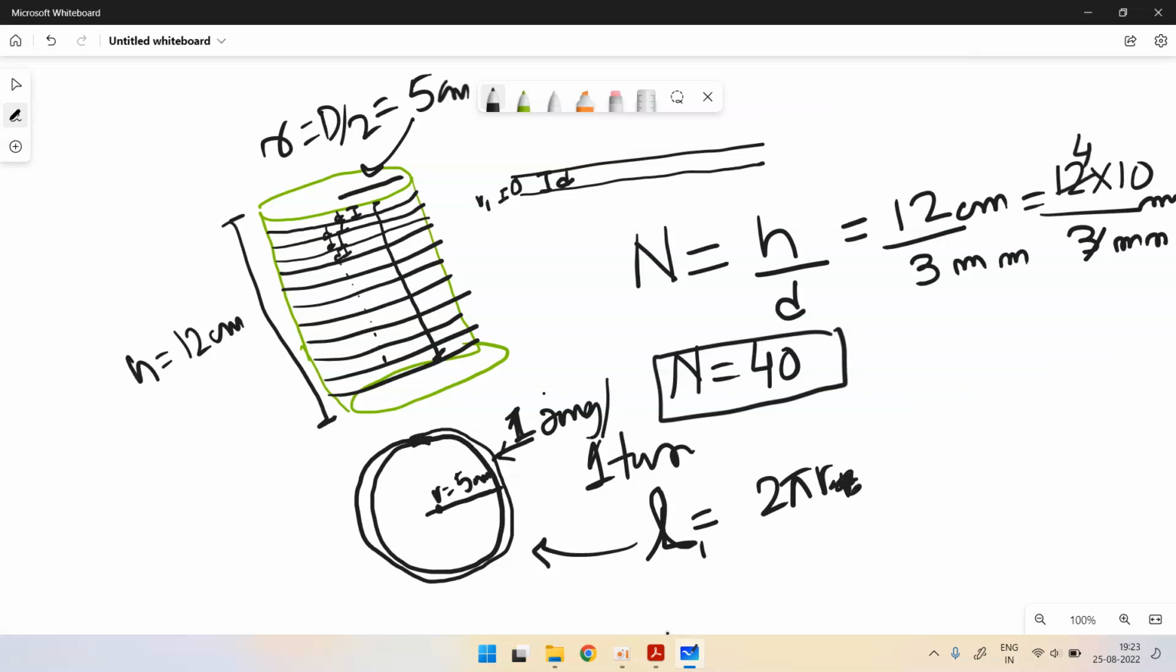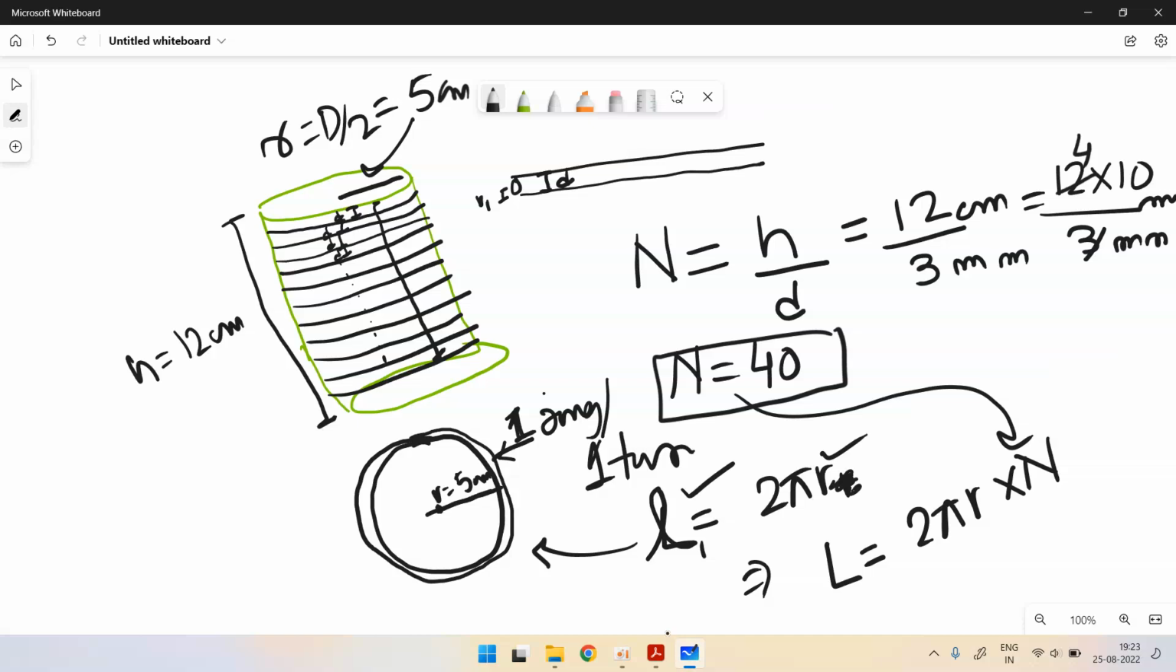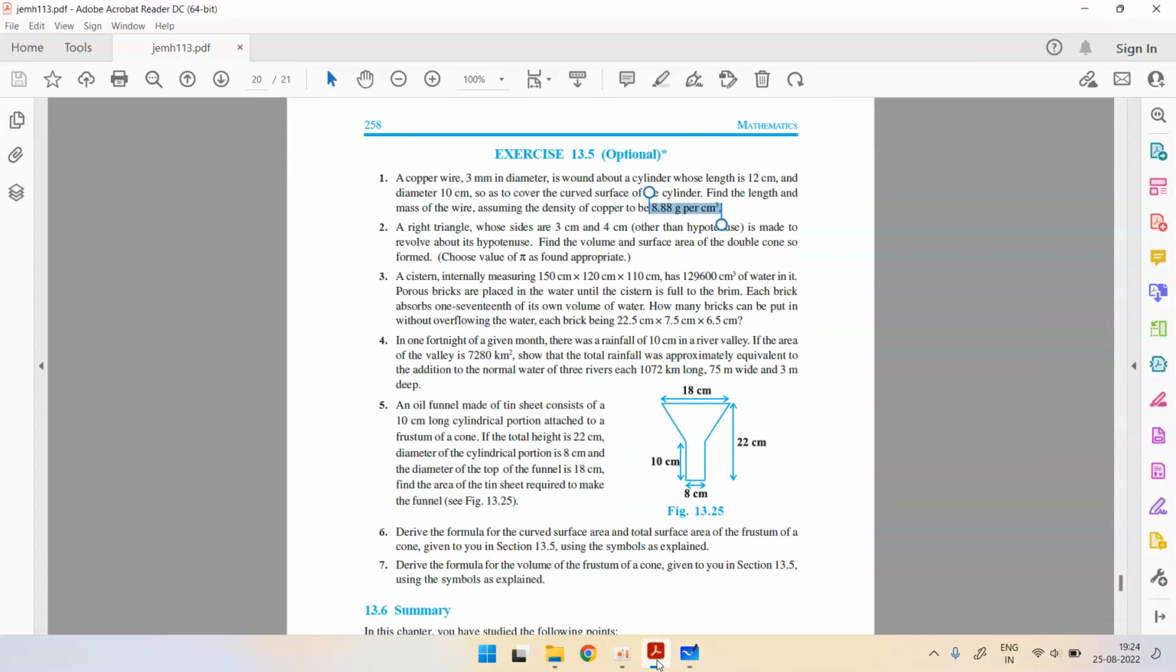So there are a total of n turns, which implies that the total length will be 2 pi r into capital N, where N is 40. You can see this is known, and this is calculated from here. From this you can get the value of L. Now, in the question it is given to find the length and the mass. The length you have calculated.